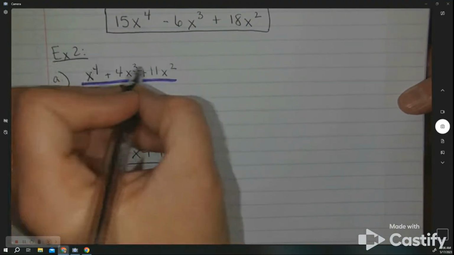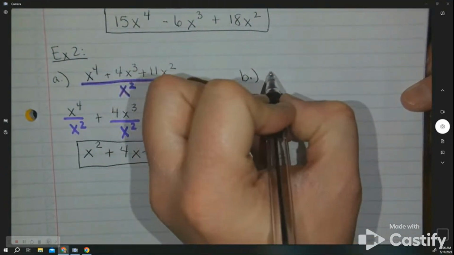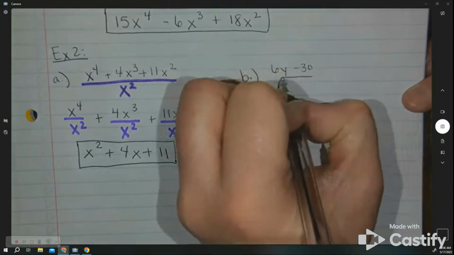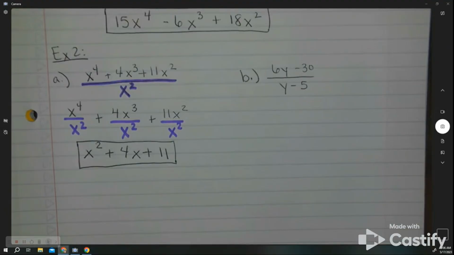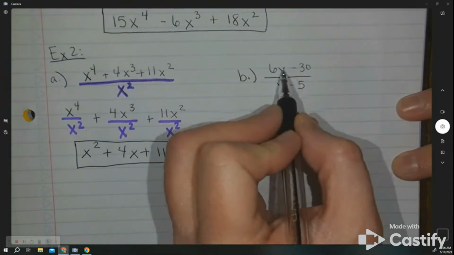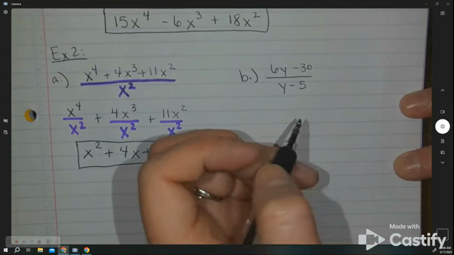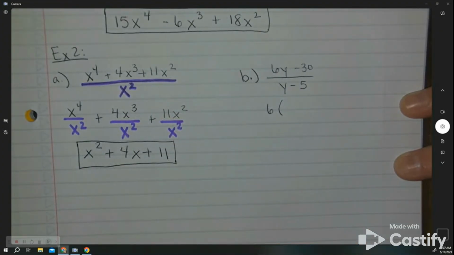Now for part B, it's a little bit different when we go to solve this one. So we have 6y minus 30 divided by y minus 5. So when I look at this, I kind of recognize when I look at 6y minus 30, I realize that I actually could rewrite this if I divided each of these terms on top by 6. Then I would have a 6 outside of my parentheses. It's like reversing our distributive property, right?